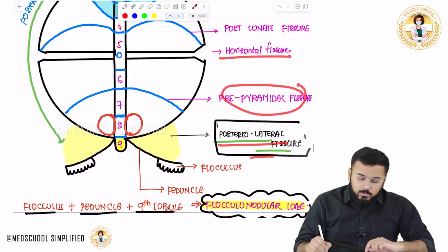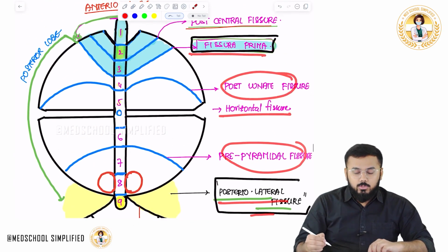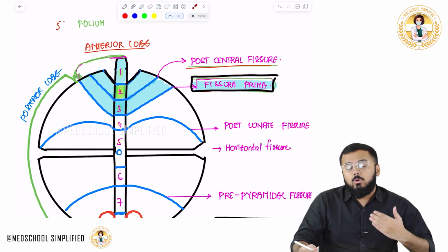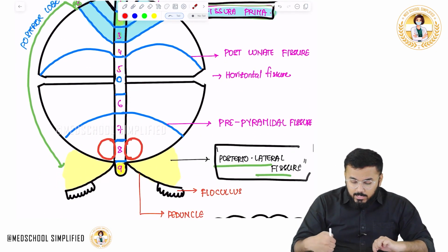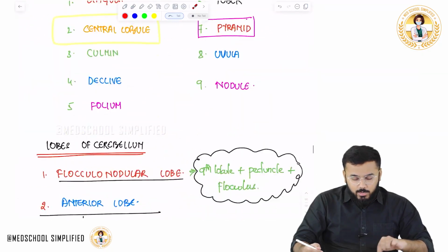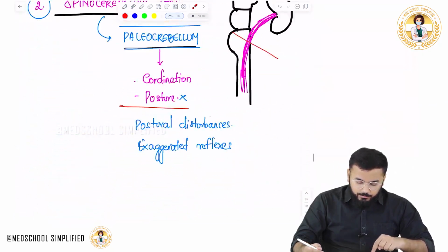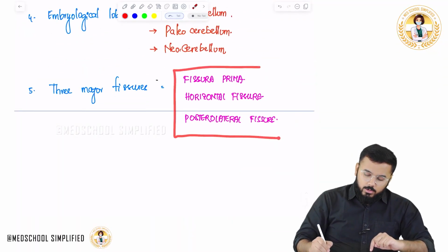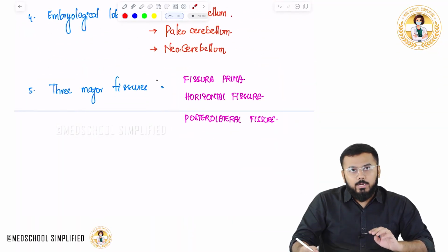Sir, prepyramidal is also a fissure, postlunate is also a fissure, postcentral is also a fissure. They are also fissures, but they are not called major fissures. These three are called major fissures. That is what I was telling you: the major fissures are three: fissura prima, horizontal fissure, as well as posterolateral fissure.